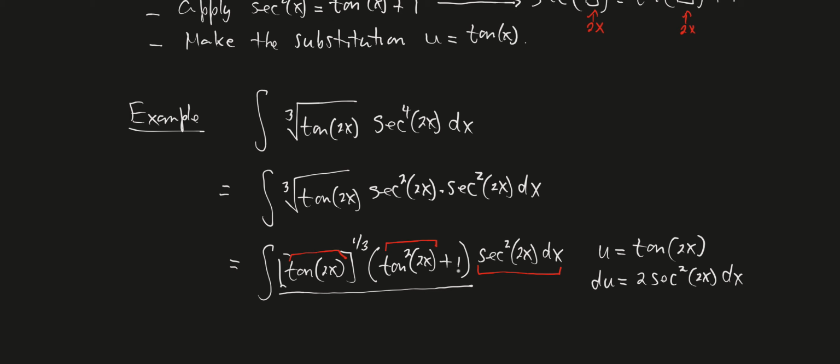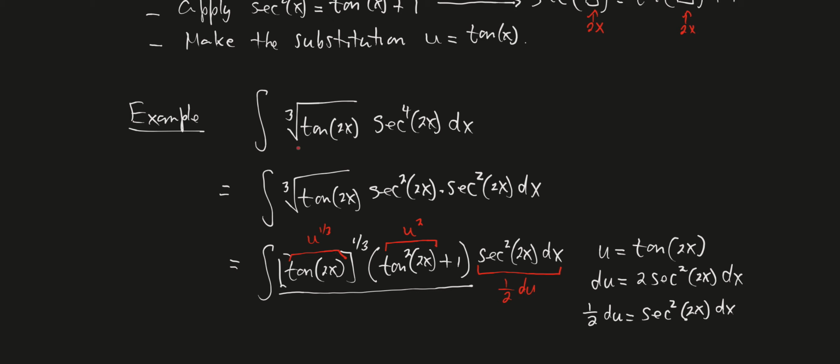All right? So what is the replacement for secant squared of 2x dx? Well, divide this equation by 2. So I'll have 1/2 du is secant squared of 2x dx, right? So that's what we have. So this differential here becomes 1/2 du. This tangent squared becomes u squared, and then the tangent of 2x to the 1/3 becomes u to the 1/3.